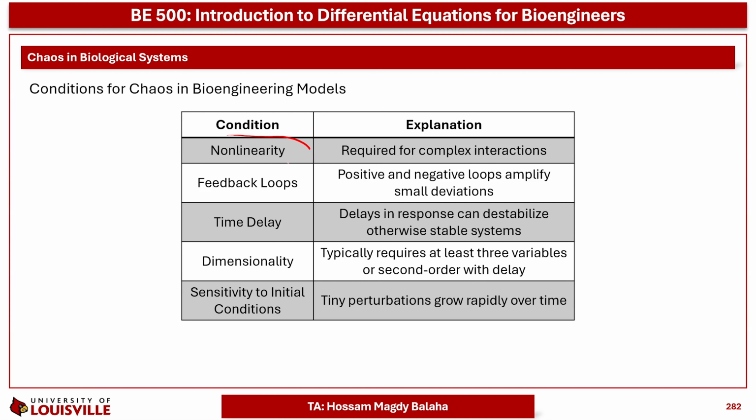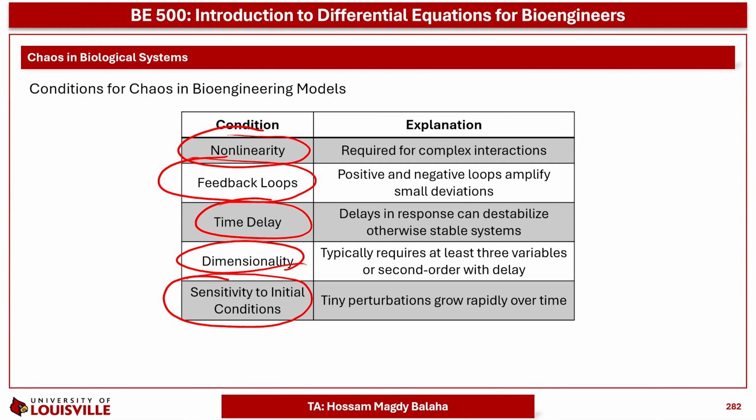First, nonlinearity, which is required for complex interactions. Feedback loops, positive or negative loops, amplify small deviations. Time delay: delays in response can destabilize otherwise stable systems. Dimensionality: as mentioned, we need three variables or second order with delay. Sensitivity to initial conditions: small changes can grow rapidly over time.